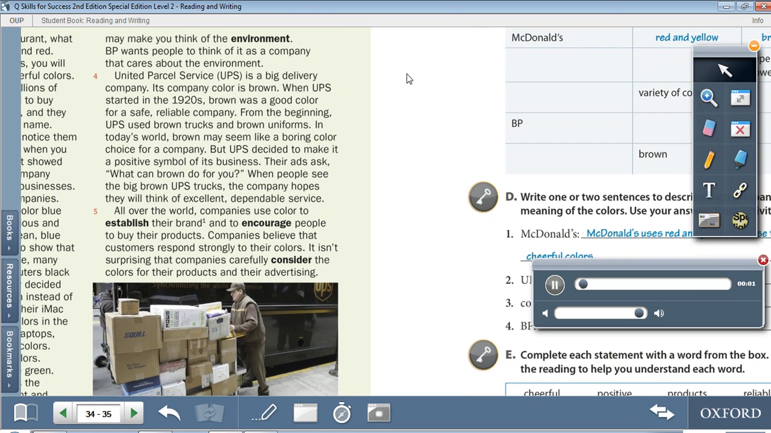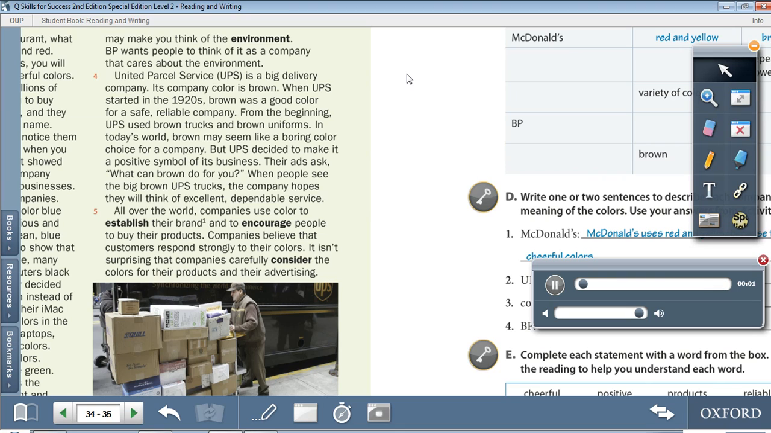United Parcel Service, UPS, is a big delivery company. Its company color is brown. When UPS started in the 1920s, brown was a good color for a safe, reliable company. From the beginning, UPS used brown trucks and brown uniforms. In today's world, brown may seem like a boring color choice for a company, but UPS decided to make it a positive symbol of its business.